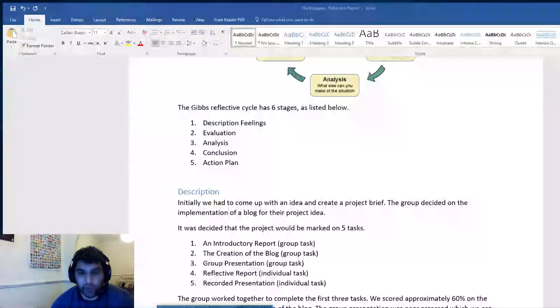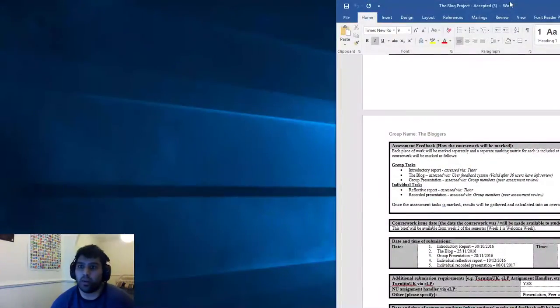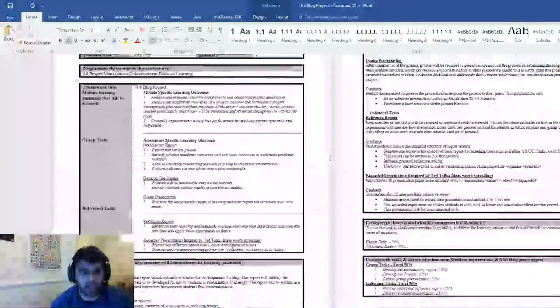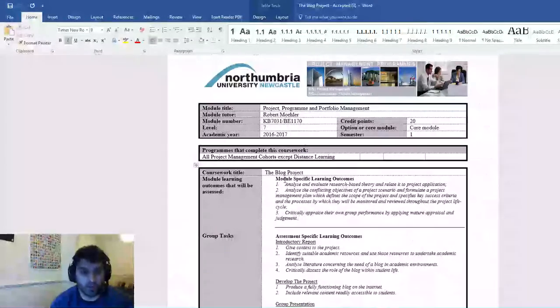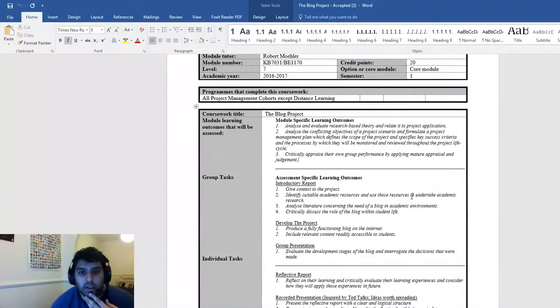So firstly, I'd like to show you our project brief, which is what we developed before we started the project. As you can see here, we started off by breaking down the project into group tasks and individual tasks. One of the group tasks was to do an introductory report, which we got 60% on.